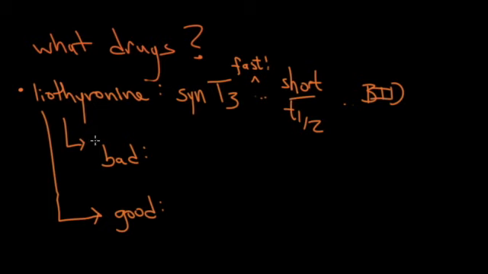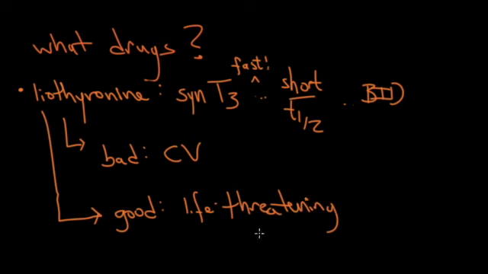The bad associated with liothyronine is that in patients with cardiovascular comorbidities, it's not really good, because it could increase the amount of cardiac toxicity that these patients experience. So we don't want to give it to patients with cardiovascular issues. A good thing about liothyronine is that it can be useful in life-threatening situations. If a patient comes in with life-threatening hypothyroidism, this would be an agent that we might want to use because, like we talked about, it works quickly. So it can get a person back to normal quicker.